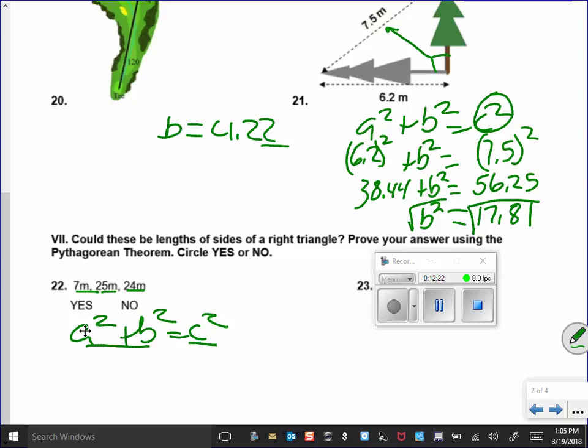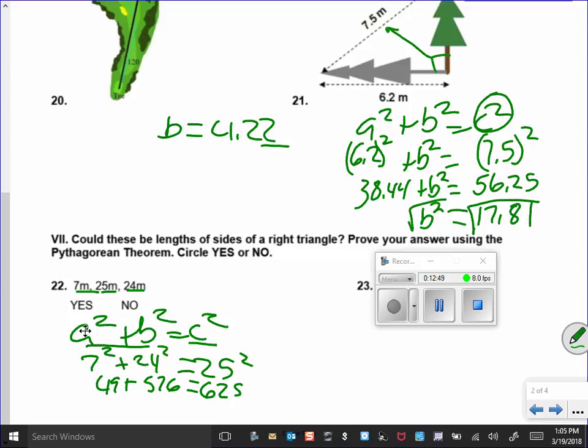7, 24, 25. 25 is going to be our c because it's the biggest number. So we'll use 7 here, and we'll use 24 here. What is 24 squared? 24 squared is 576. What is 7 squared? Well, 7 squared I believe is 49. I can do a little bit of math. And 25 squared is 625. So let's add these two together.